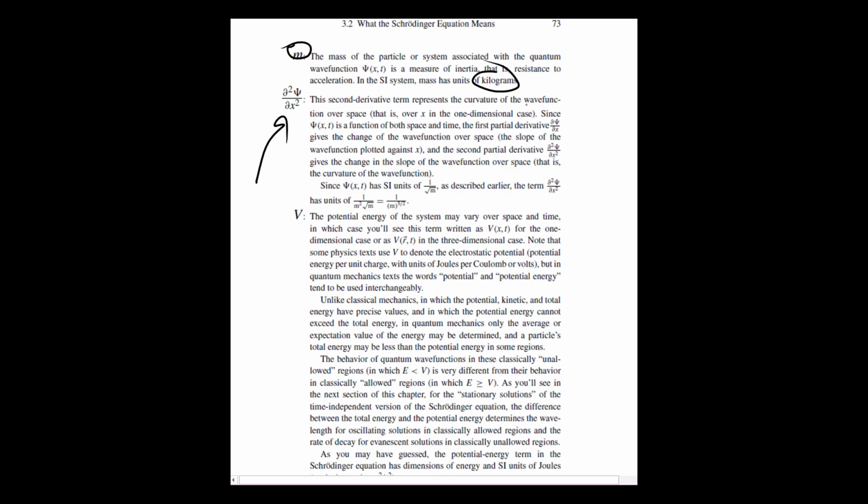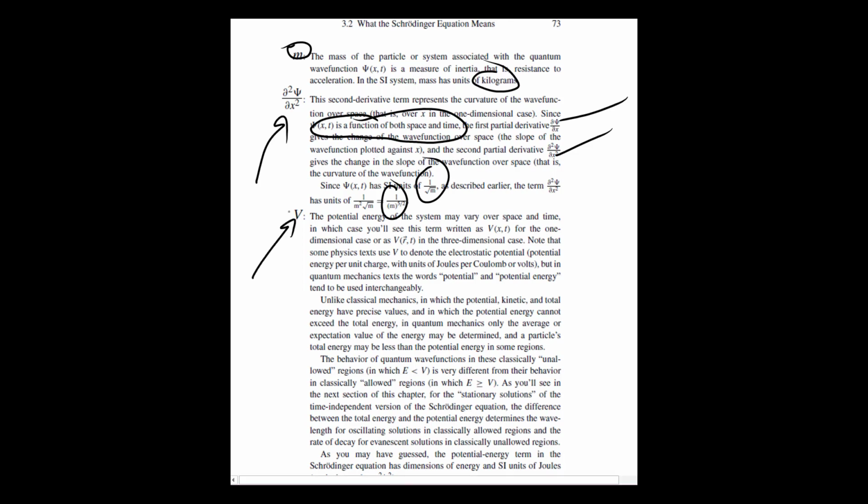And of course, it's a partial because psi is a function of both space and time. First derivative with respect to space gives the slope of that function, and the second gives the change in the slope. That is the curvature of the wave function. And since psi has SI units of 1 over the square root of meters, when you take that second derivative with respect to space, you get 1 over meters to the 5/2 power.